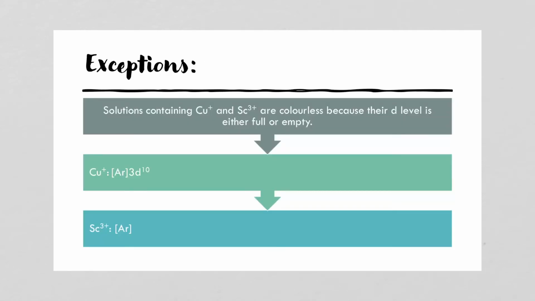There are a couple of exceptions where there isn't a colored complex. Solutions that contain copper 1 plus and scandium 3 plus are colorless because their d level is either full or completely empty. So in the example of copper 1 plus, the d level is full, and in scandium 3 plus, it's empty.